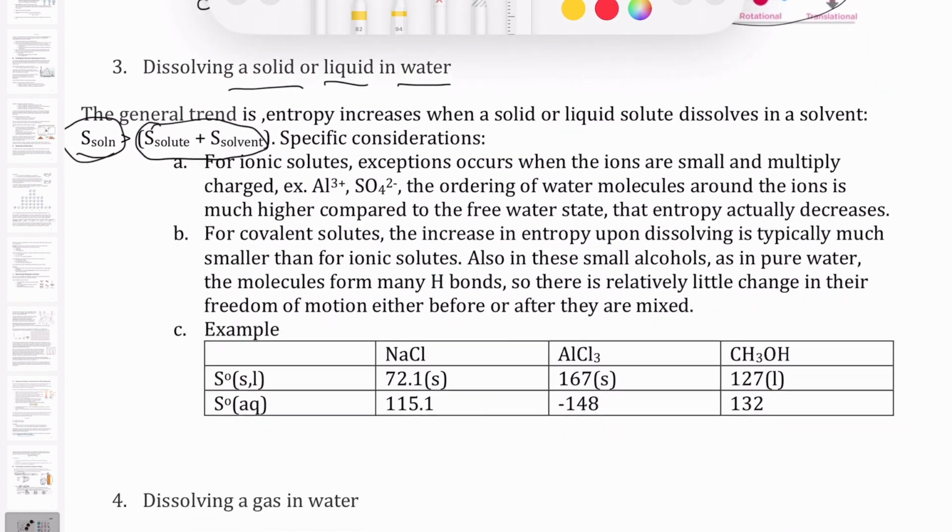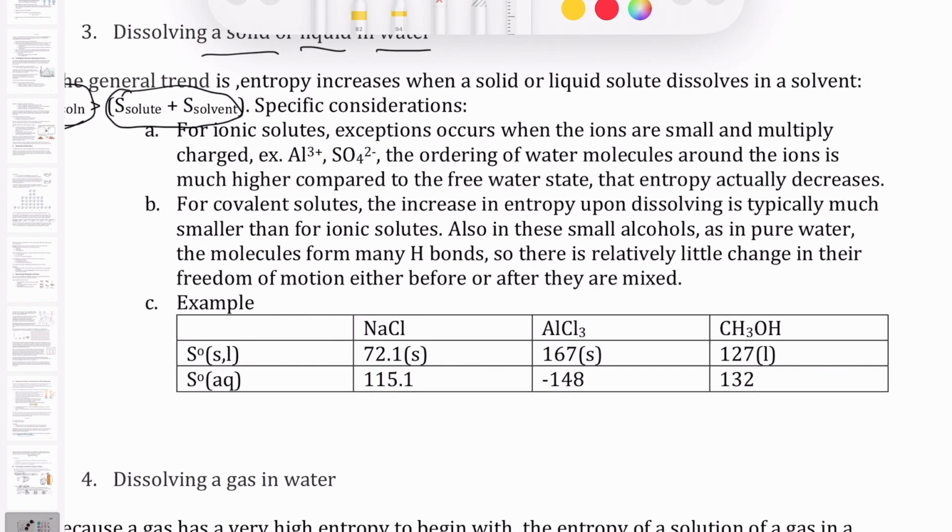Okay. However, there are some exceptions, or at least some points to consider, when you're looking at the entropy of the solution compared to the entropy of the solute and solvent. Some ionic solutes actually have smaller entropy in the solution state. Examples of these are salts that contain aluminum and salts that contain sulfate. As it happens, the ordering of the water molecules around these solutes makes the solution state even more ordered compared to when they're separated. There aren't that many of these, but they are exceptions to the rule.